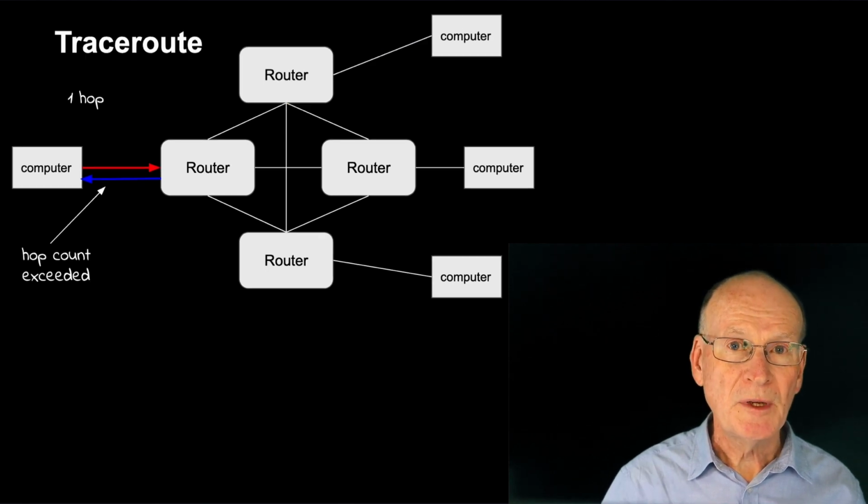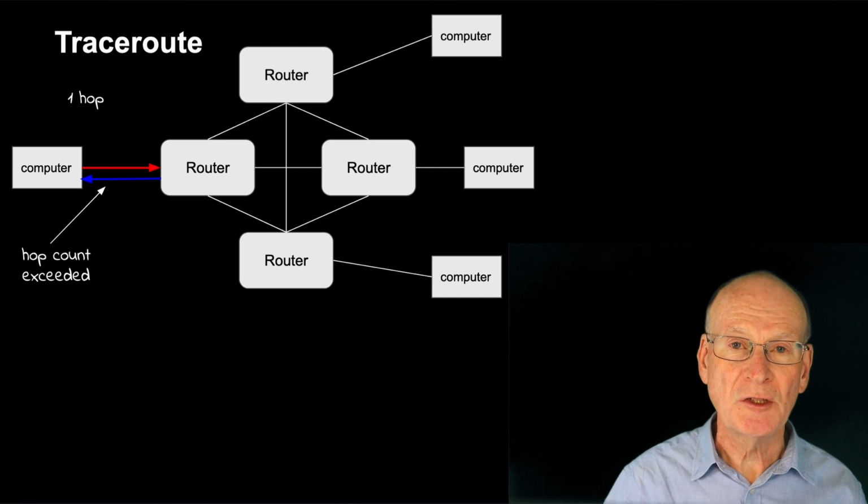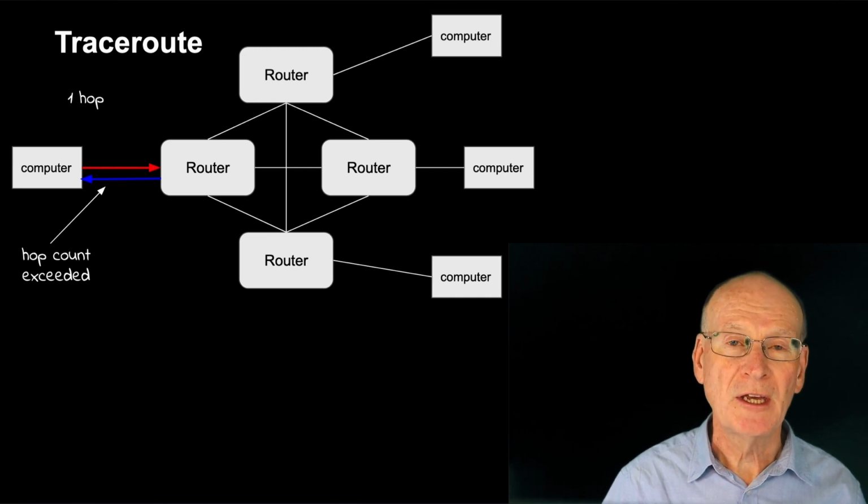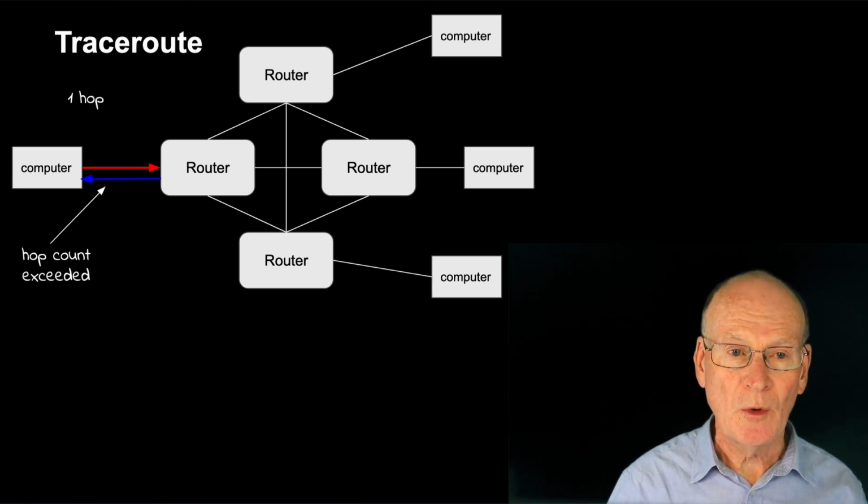Now, an ICMP message has a time to live field. It's not actually a time, it's actually a number of hops. And this can be set on one of these ICMP echo messages. And when the number of hops is reached, the intermediate node sends the message back to the source with an indication that the hop count had been exceeded. Now, we can use this to find the route through a network using a process we call traceroute.